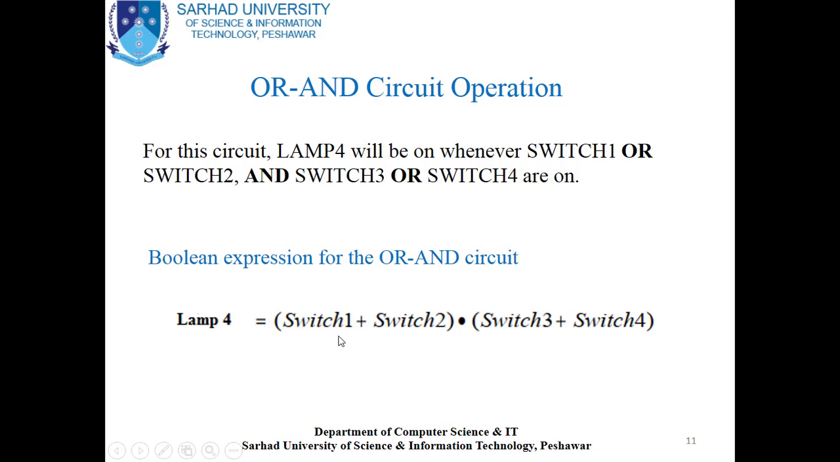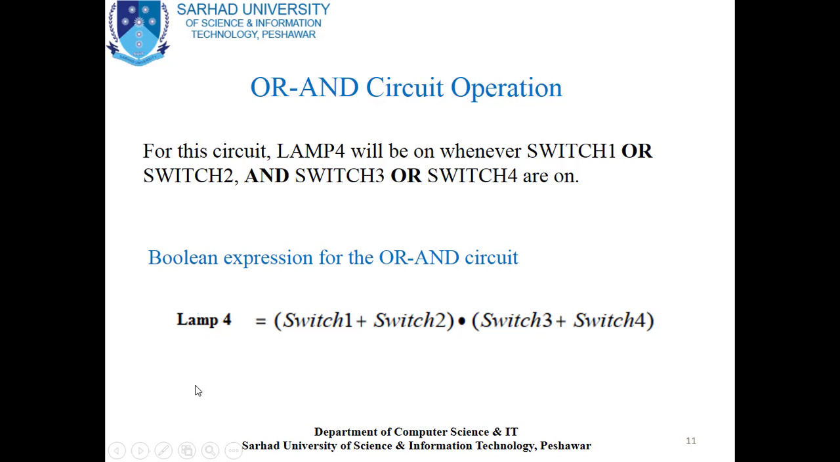These two switches are connected in OR fashion, and these two switches, switch 3 and switch 4, are connected in OR form. These switches are further connected with AND logic. So the right side is equal to the left side of the Boolean expression. Lamp 4 is the output of the circuit.